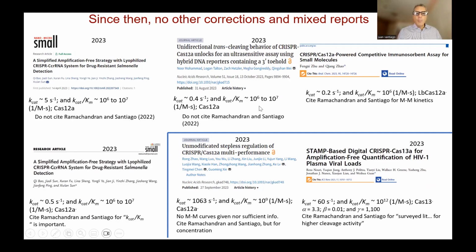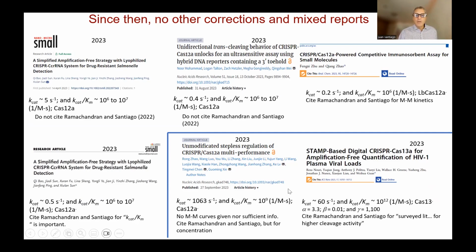Interestingly, not many works cite our work. Some cite our work, but not for these corrections, or not citing this catastrophe in kinetics data, only citing it for our discussion, for example, of Michaelis-Menten kinetics, which are fairly well known in many textbooks. Here, for example, they have reasonable values for kinetic rates, but they cite our work without mentioning this catastrophe, only for the importance of kcat over KM.